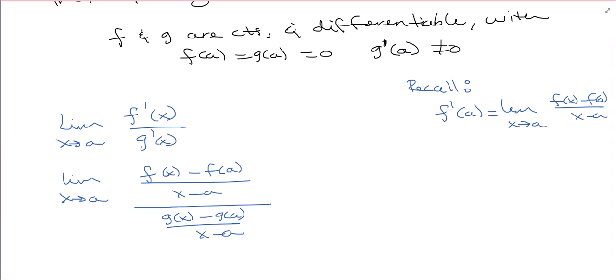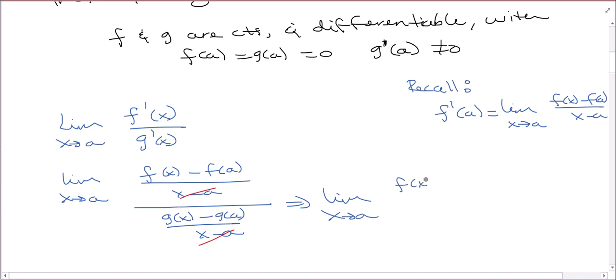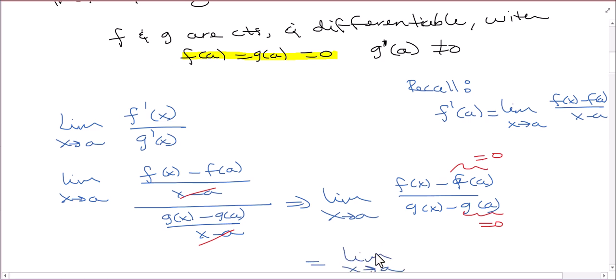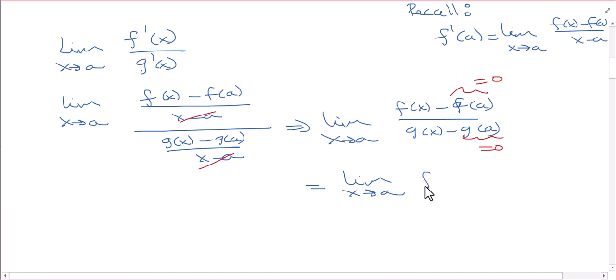But notice that here my x minus a's cancel, divide out. So what are we left with? The limit as x goes to a of just f of x minus f of a over g of x minus g of a. But what did we say about f of a and g of a? They're 0. So f of a is 0, g of a is 0. So what are we left with? Just the limit as x goes to a of f of x over g of x.